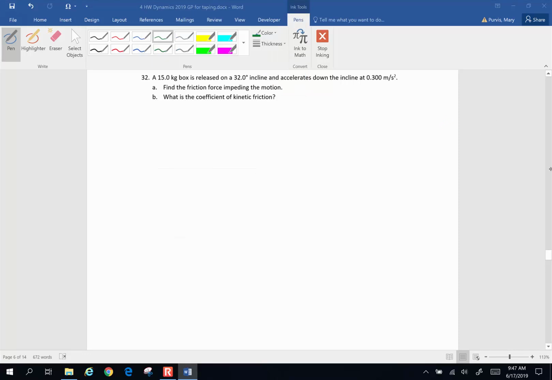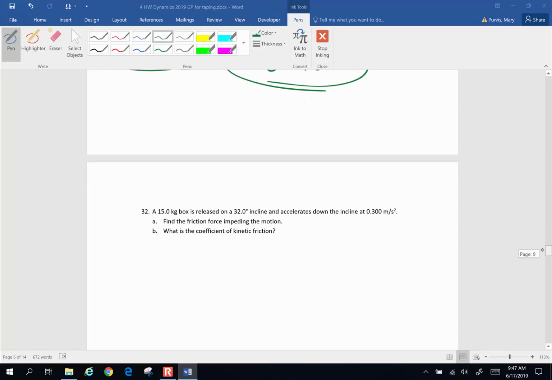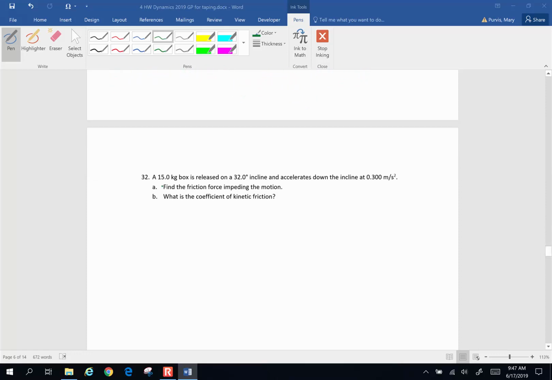Hi everyone, we're going to do an inclined plane problem from chapter 4, so here goes nothing. A 15 kilogram box is released at a 32-degree incline and accelerates downward at 0.300 meters per second squared. What is the frictional force impeding the motion of the box, and what is the coefficient of kinetic friction?